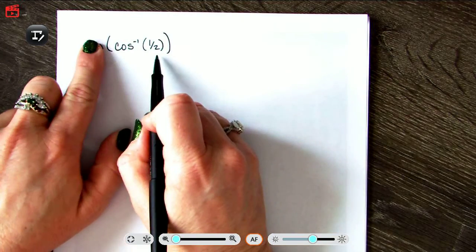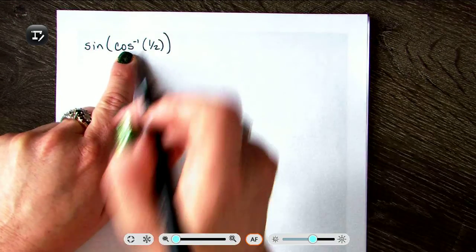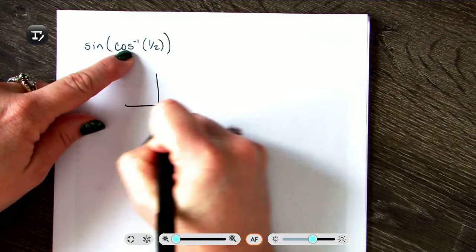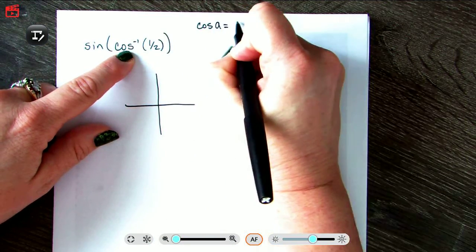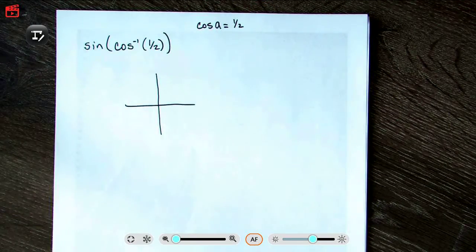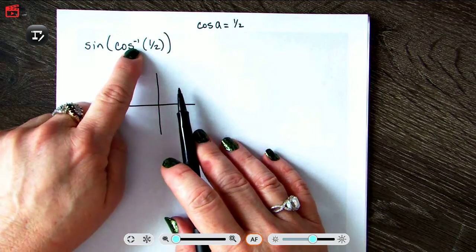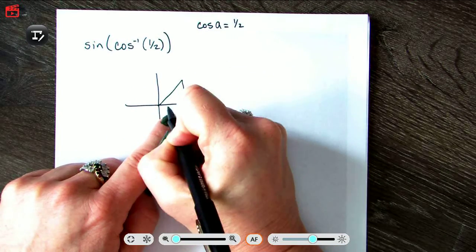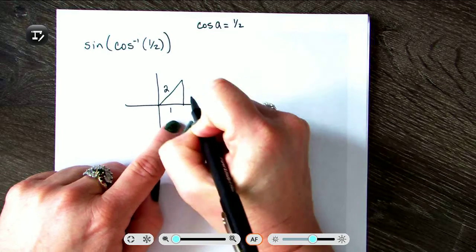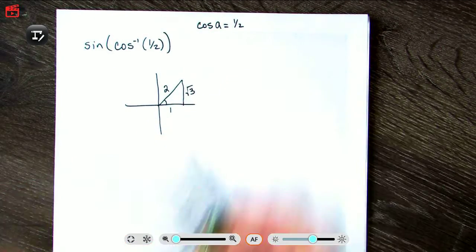So we're starting on the inside. Inverse cosine means I'm talking about an angle where the cosine of that angle, I'll call it A, is equal to a half. Since we're talking inverse, cosine is restricted to the first and second. It's positive, so we're in the first. That means I have a 1 and a 2, which does give me that square root of 3. So I'm talking about this angle right there.